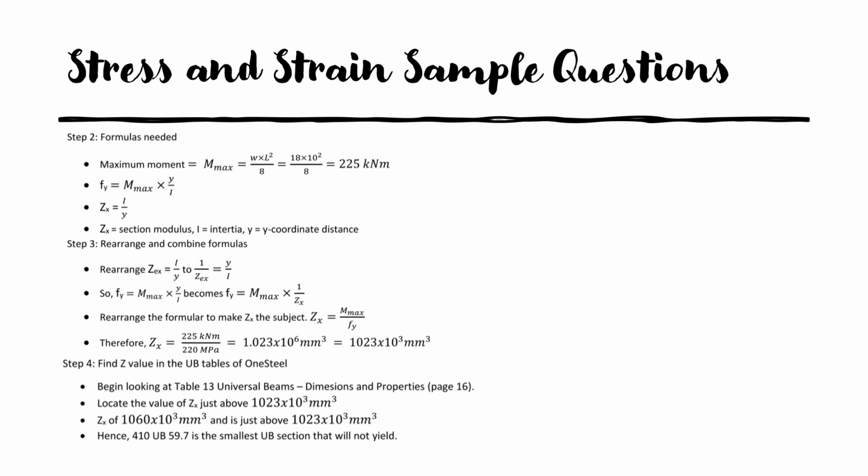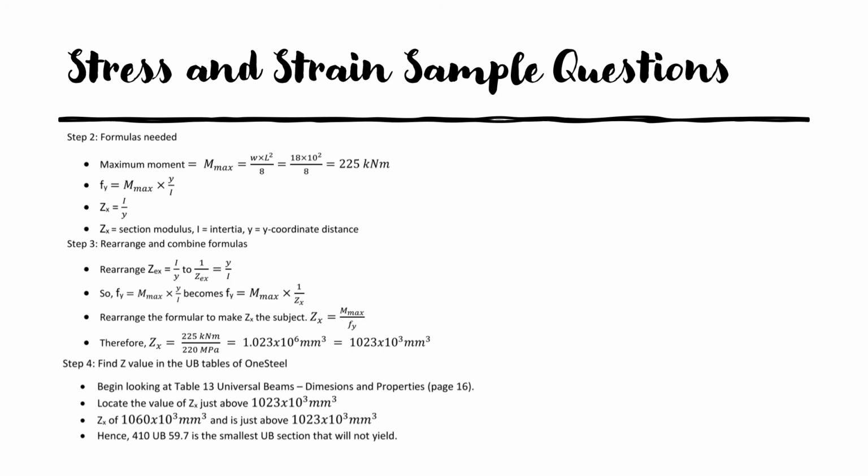We can now proceed to step 3, rearranging and combining the formulas we have concluded. After rearranging and combining, we can see that the section modulus equals the maximum moment divided by the yield strength. The next step is doing the math, after which we can conclude that the section modulus equals 1023 multiplied by 10 to the power of 3 cubic millimeters.